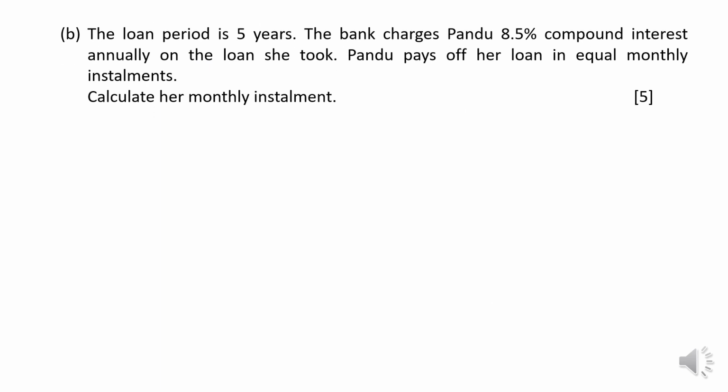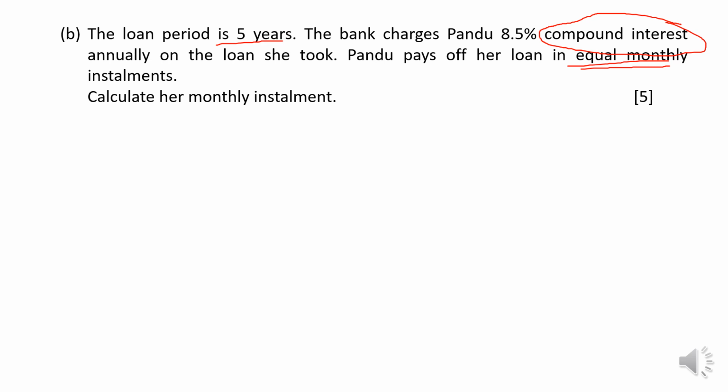Part B of the same question: the loan period is 5 years, which means she went and borrowed this money and she must pay it off. The bank charges 8.5% compound interest. Very important. A lot of students go and use simple interest, and that is wrong. And it's compounded annually on the loan she took. She pays off her loan in equal monthly installments, so we are supposed to calculate that installment.